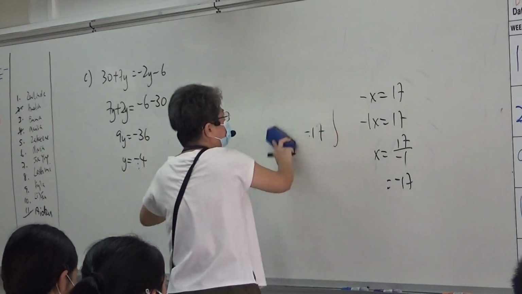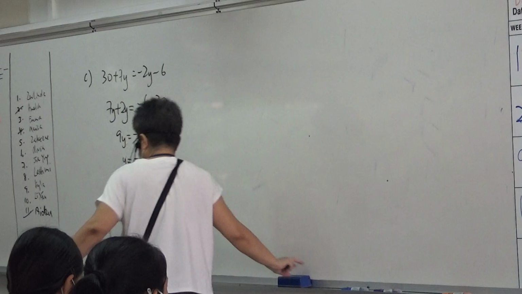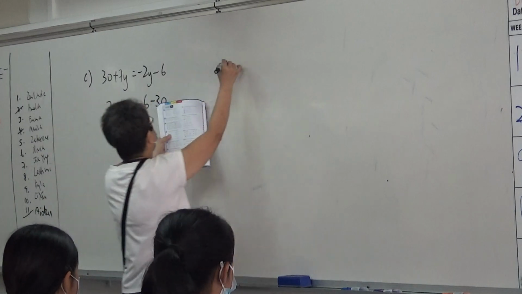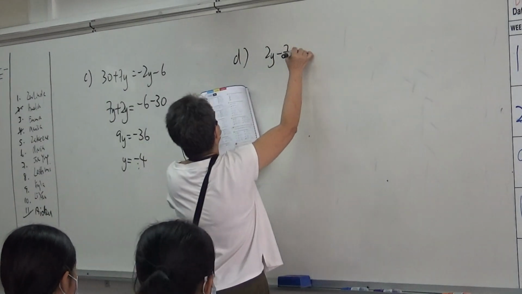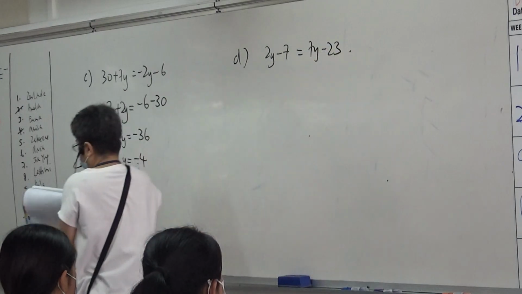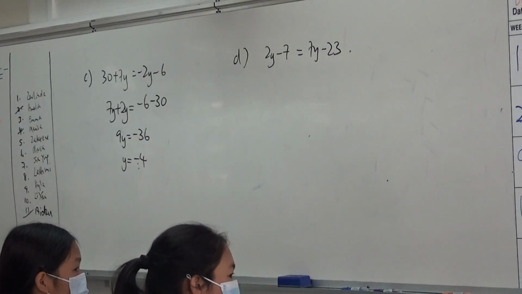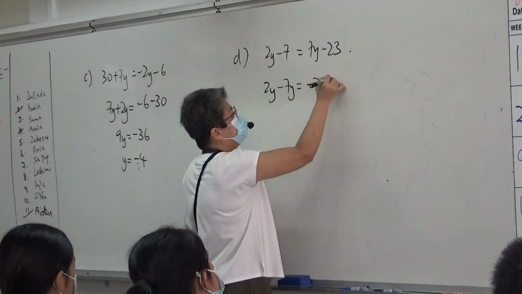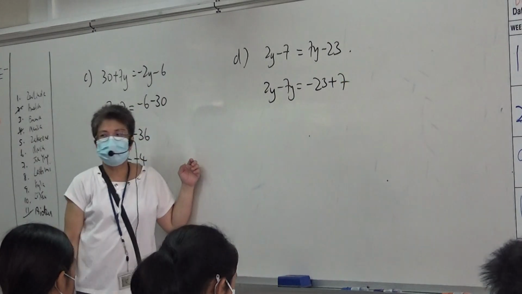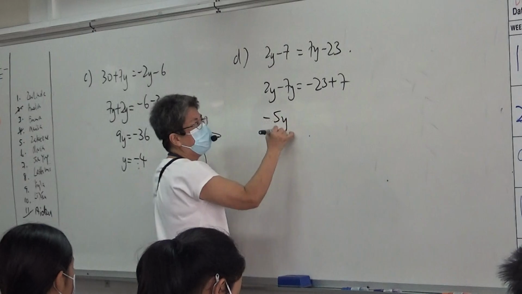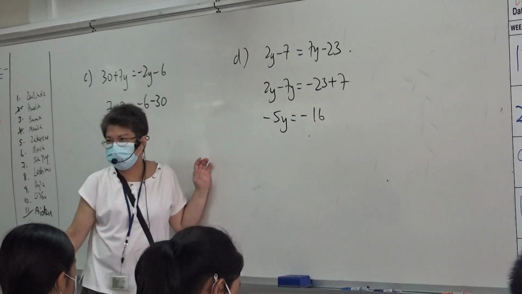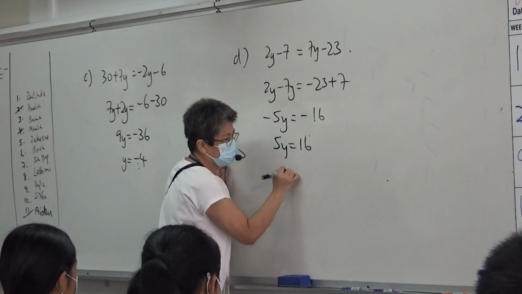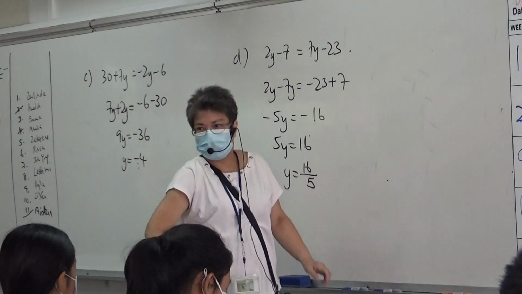Part D. Let's take a look at part D, the last question. 2y minus 7 equals 7y minus 23. Alright, coming. This means 2y minus 7y equals minus 23 plus 7. What is 2y minus 7y? Negative 5y. Good. Negative 16, correct? Now, if you want, you can drop the negative on both sides. So y is just equal to 16 over 5.